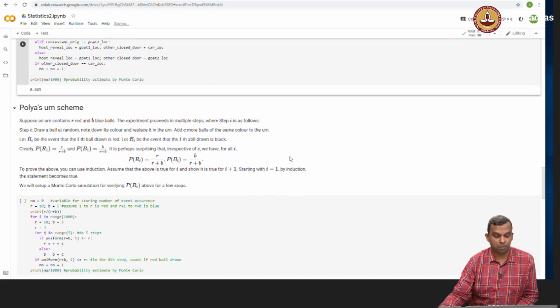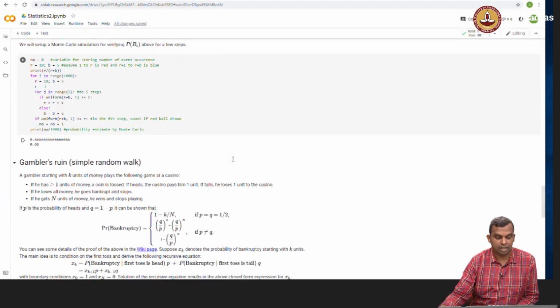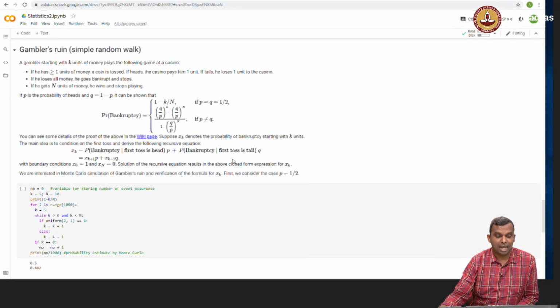It's a nice problem. Next is something called Polya's urn scheme. I'm going to skip this. Here again, you'll see that it works out okay. And the last experiment I've done is something called a simple random walk or gambler's ruin. Okay, so it's a slightly more complicated experiment than maybe what you're used to. So let's walk through this real quick.